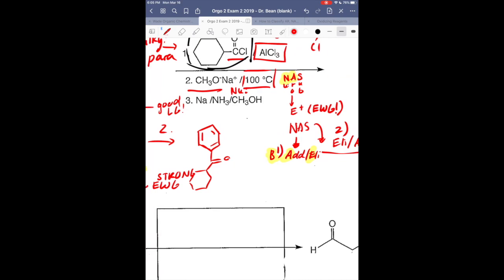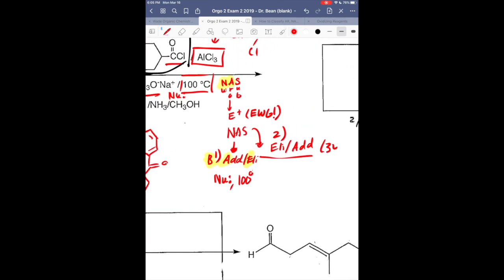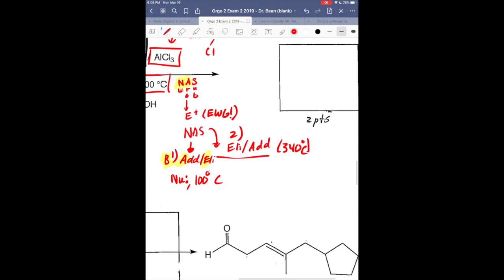So here we are taking the addition elimination route, and the conditions for that you're going to see. You'll have your nucleophile, then you'll have high heat, typically 100 degrees, not 340. That's more for the elimination addition. Degrees, and of course Celsius.